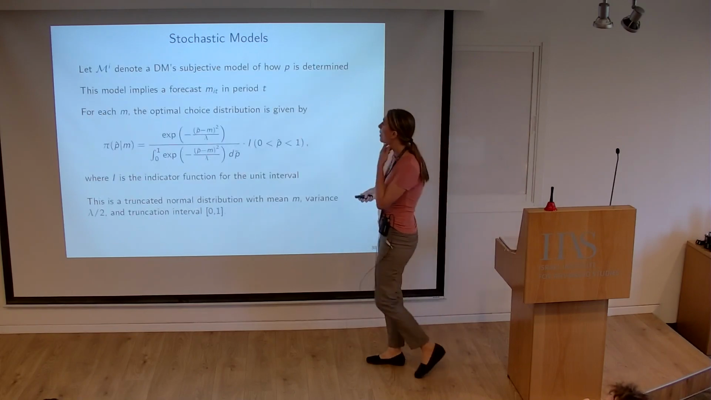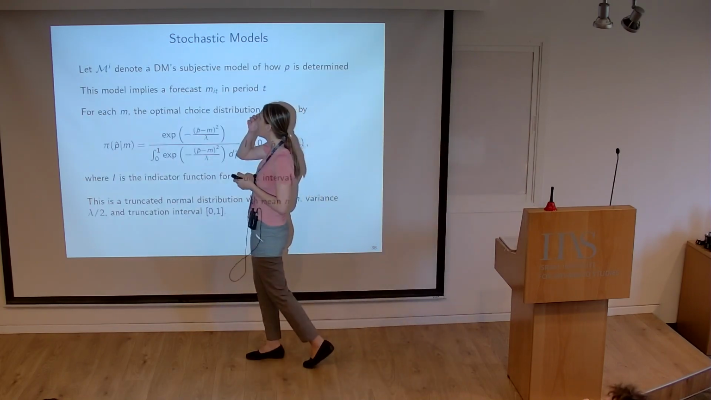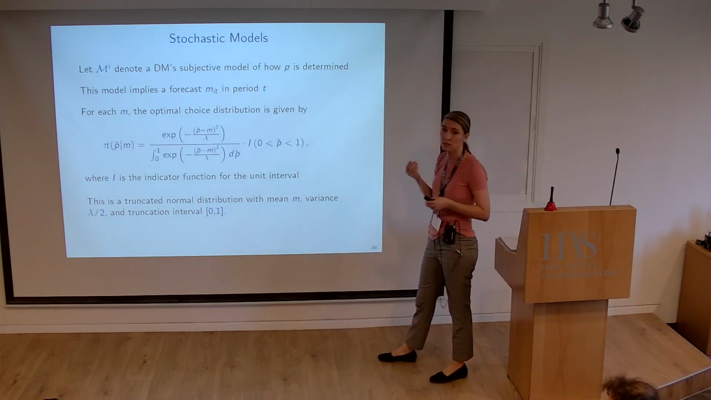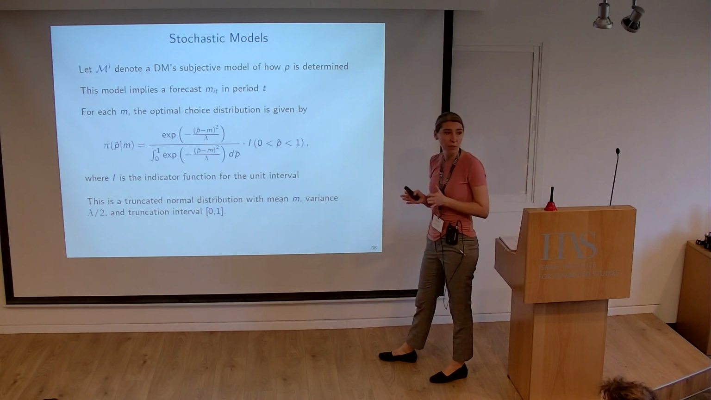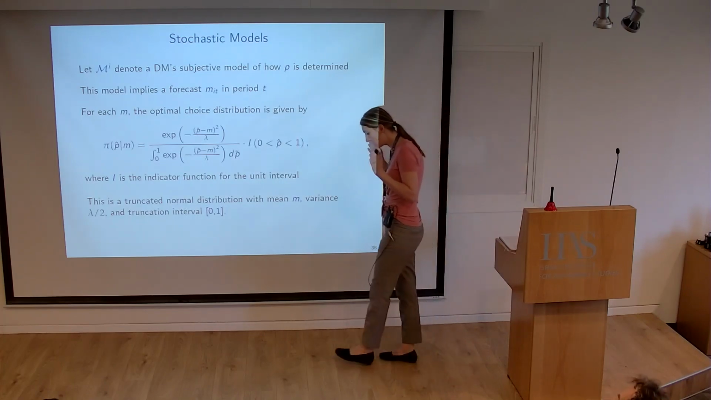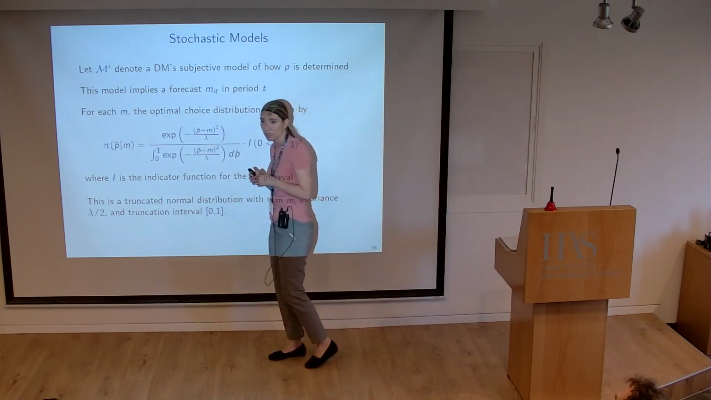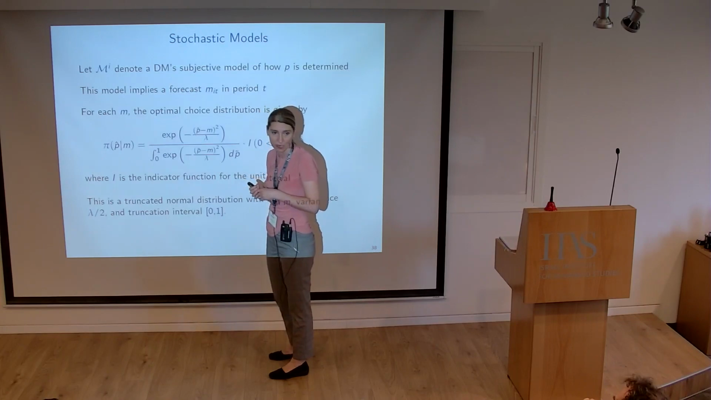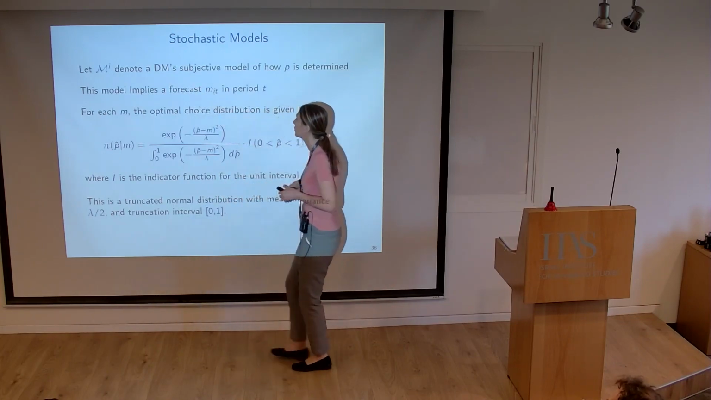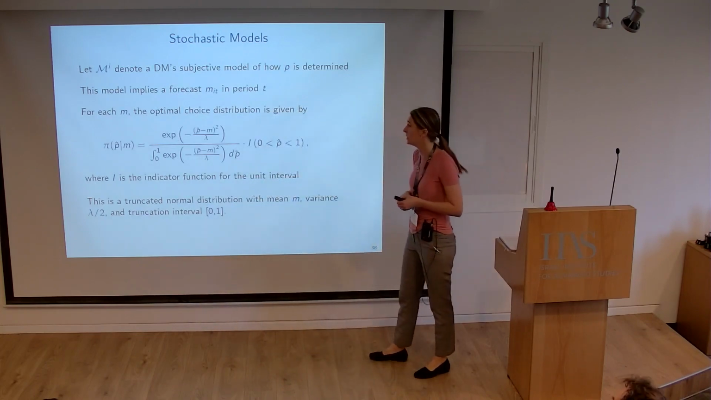Okay, and then I'm going to consider different models. So let M i be a decision maker's subjective model of how P is determined. We're not going to have a story of why people have these different models. We're just going to say, let's posit a model and let's see how well it fits at explaining the data. And this model M i is going to imply some particular forecast in period t.